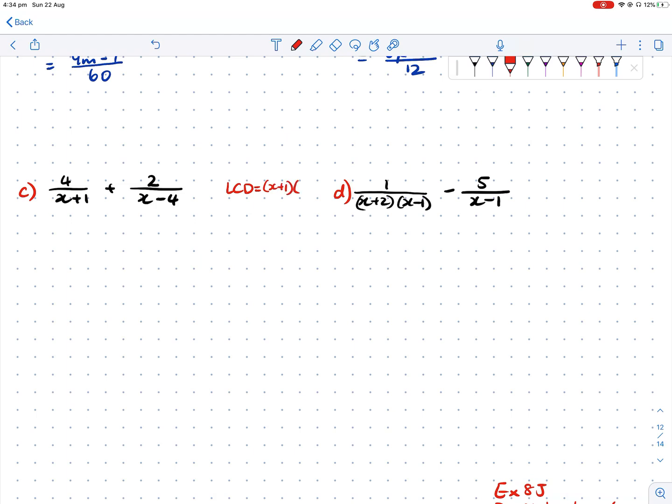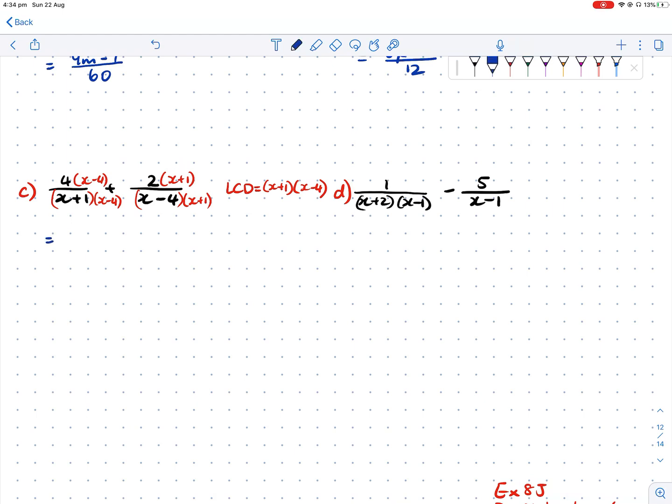So our denominator needs to be x plus 1, x minus 4 in brackets. So what that means is in the first fraction, we've already got x plus 1, but we need to multiply it by x minus 4. So then we multiply the top by x minus 4. In the second fraction, we've got x minus 4, but we need an x plus 1. So we're going to multiply that in. And then I can put that in the top as well.